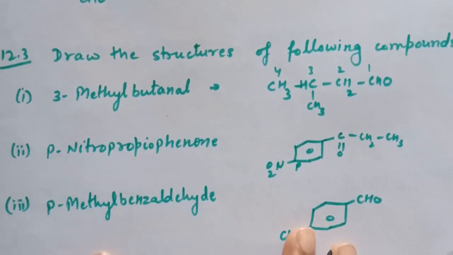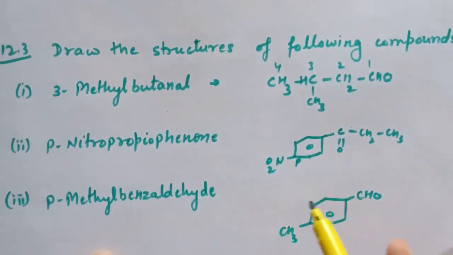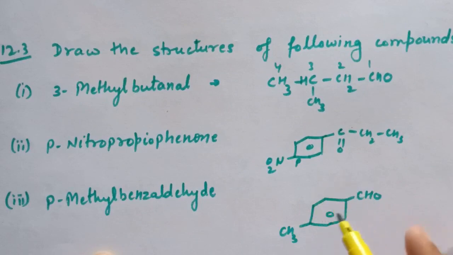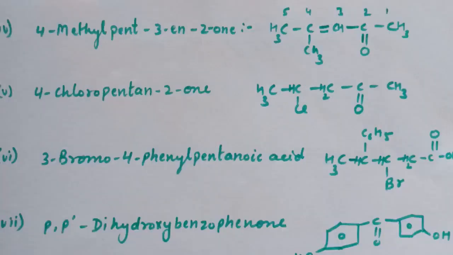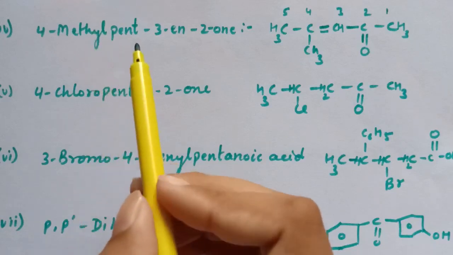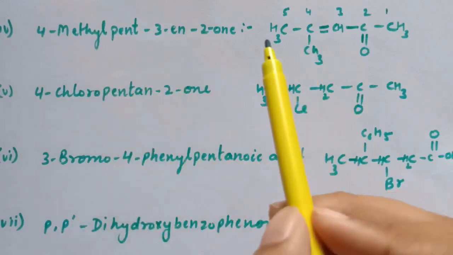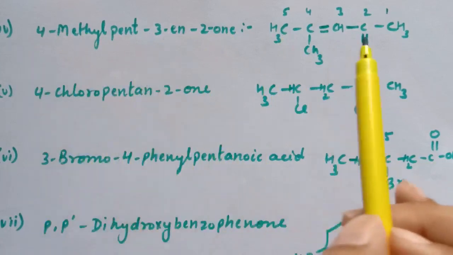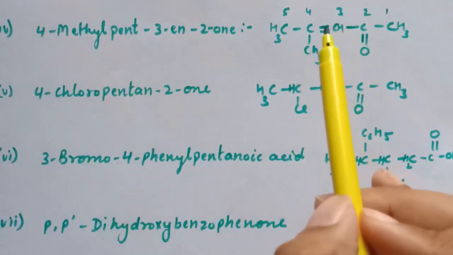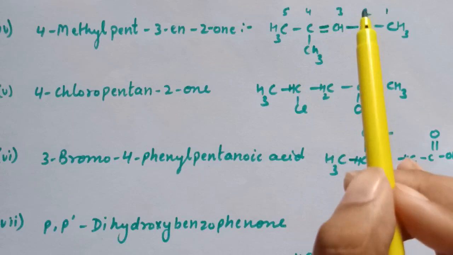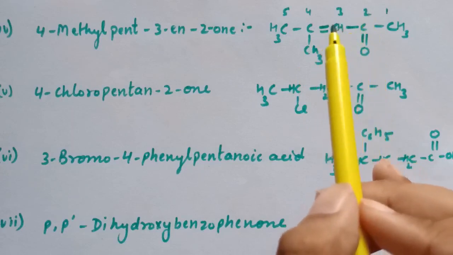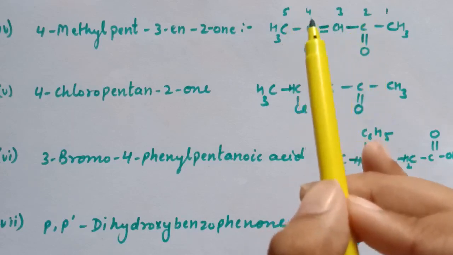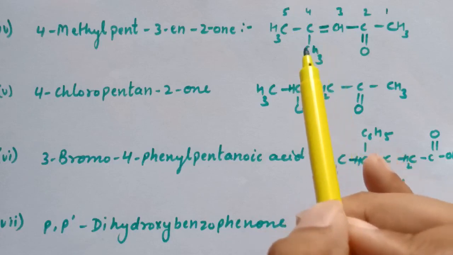Third is para-methyl benzaldehyde. A CHO group is attached to a benzene ring, that is benzaldehyde. Now with respect to this CHO, this is the para position. At para position one methyl group is present. So this is the structure of para-methyl benzaldehyde. Next is 4-methyl pent-3-en-2-one. So here is the structure of 4-methyl pent-3-en-2-one. At second position a carbonyl group is present. In between third and fourth a double bond is there, and at fourth position a methyl group is a substituent.